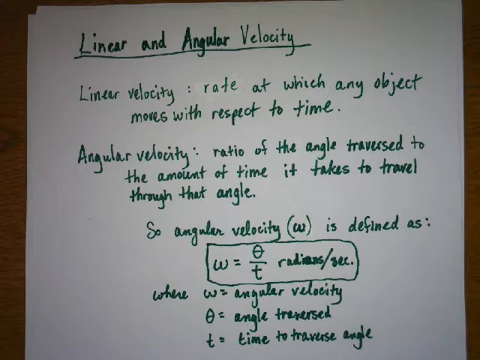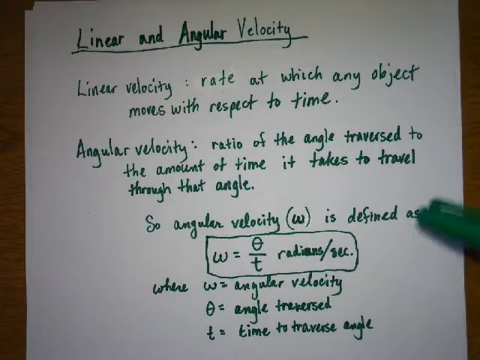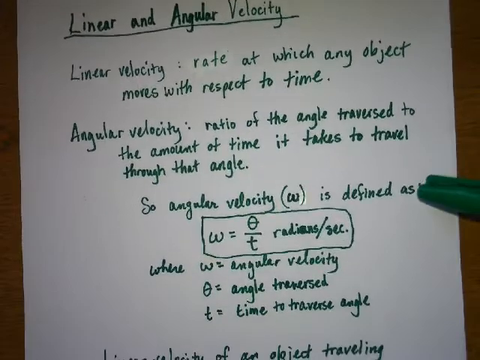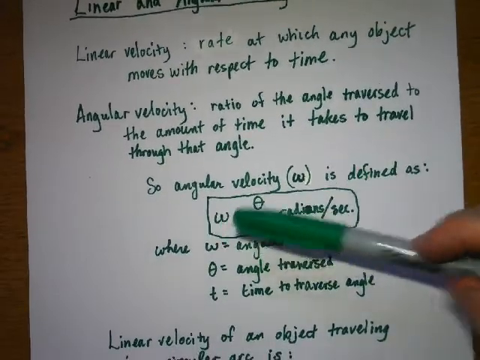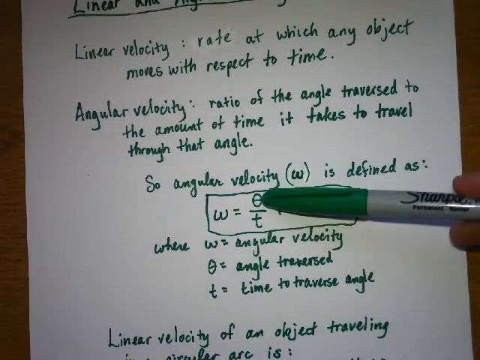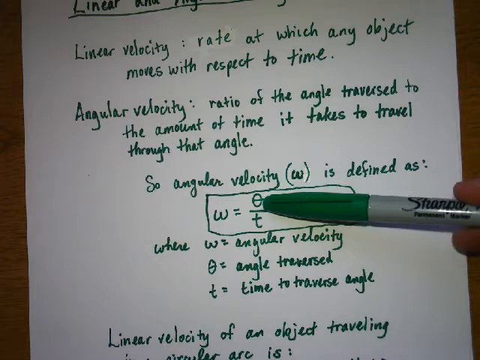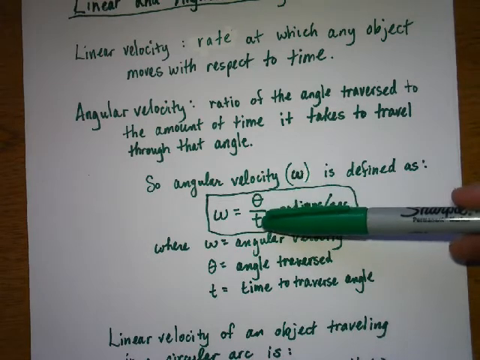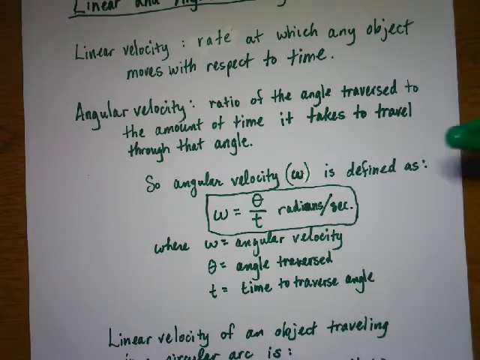Angular velocity is the ratio of the angle traversed to the amount of time it takes to travel through that angle. When we talk about angular velocity, we're talking about an object that is moving in a circular path. So angular velocity, otherwise known as omega, is defined as omega equals theta, the angle that we are traversing, divided by t, which stands for time.